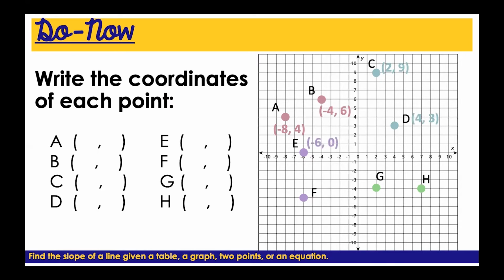The coordinate of point E is (-6, 0). The coordinate of point F is (-6, -5). The coordinate of point G is (2, -4). And lastly, the coordinate of point H is (7, -4).